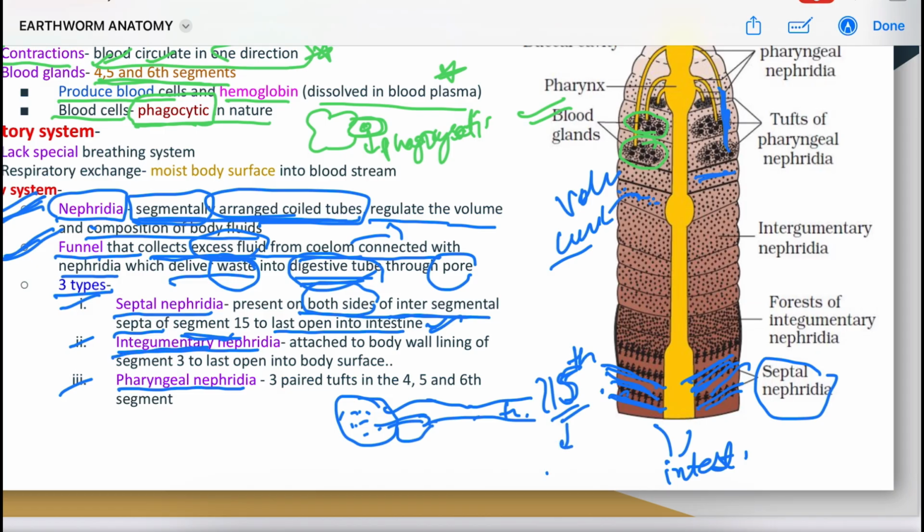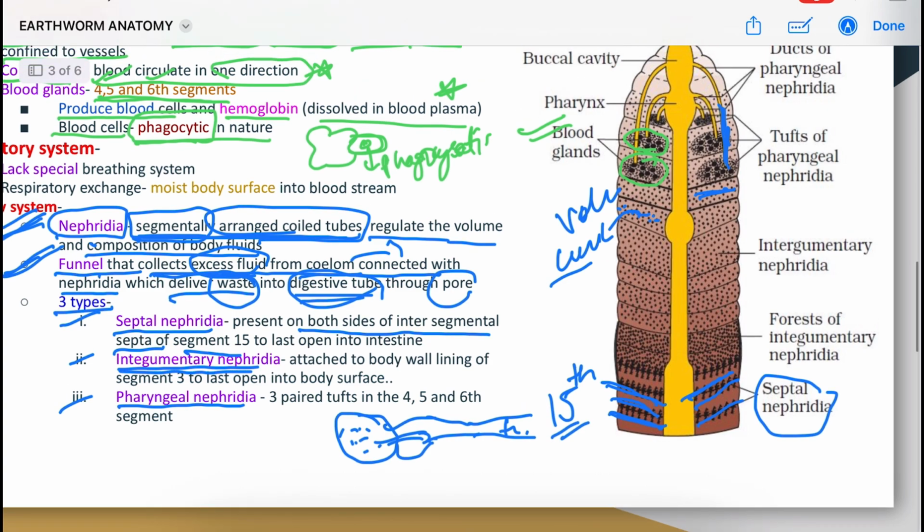नेक्स्ट इंटेगमेंटरी नेफ्रीडिया. Integumentary nephridia, it is attached to body wall. It is attached to the body wall lining of segment 3rd to last, open into body surface. Basically segment 3rd से लेके लास्ट तक है integumentary जो nephridia है, body wall से attach है.